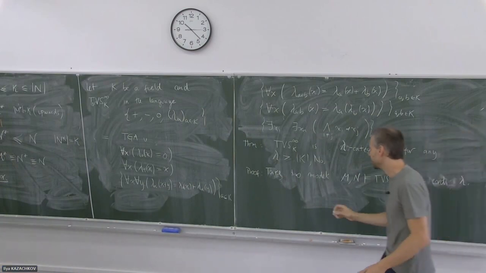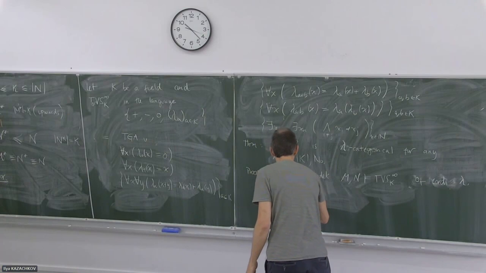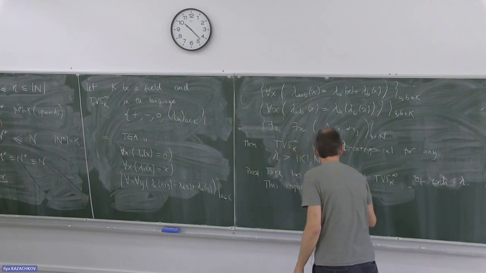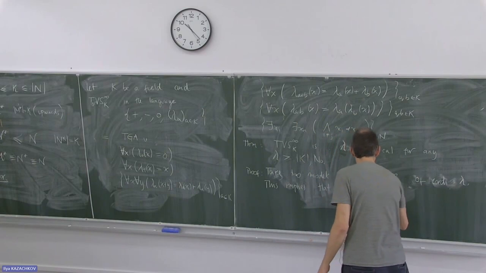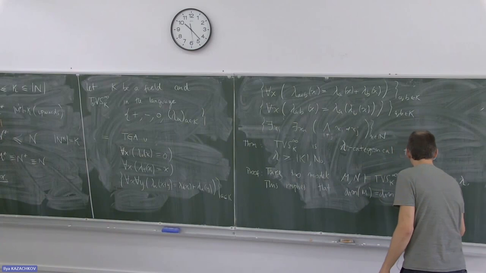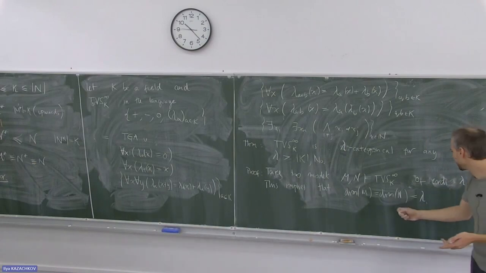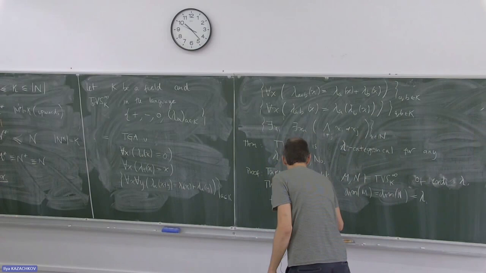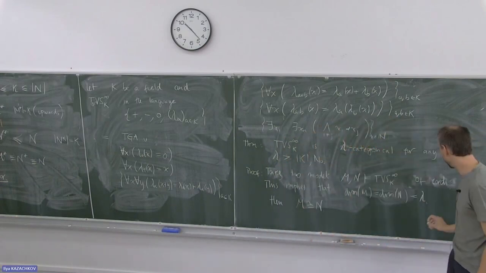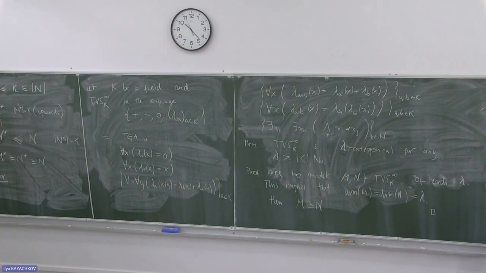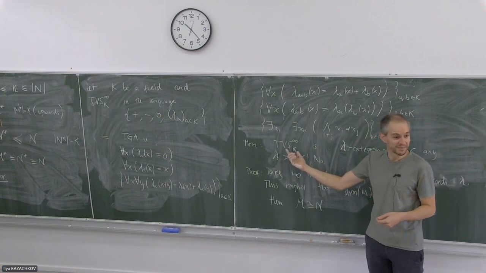So this implies that the dimension of M equals the dimension of N equals lambda. But you know from linear algebra that if two vector spaces over the same field have the same dimension, just sending any bijection between the bases gives you an isomorphism of vector spaces. So if this is the case, then M has to be isomorphic to N, right? It's a very simple proof that these two are isomorphic. So this is saying that this theory is actually complete, right?